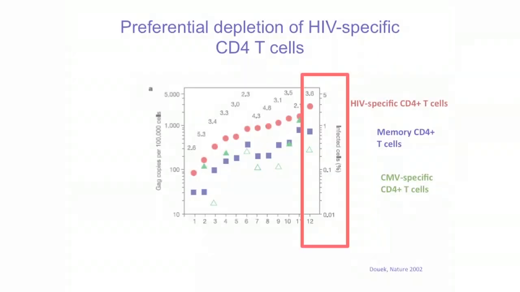However, when you take a close look at the axis, it shows that only 0.1 to 5% of the HIV-specific CD4 cells are infected. In other words, 95 to 99.9% of the HIV-specific CD4 cells are not infected and not depleted. And he actually states in the manuscript that the majority of the HIV-specific CD4 cells are not infected in their lifetime.